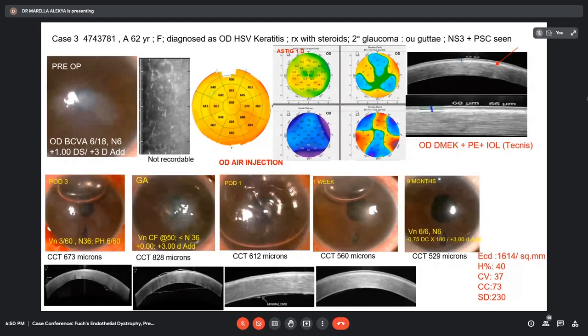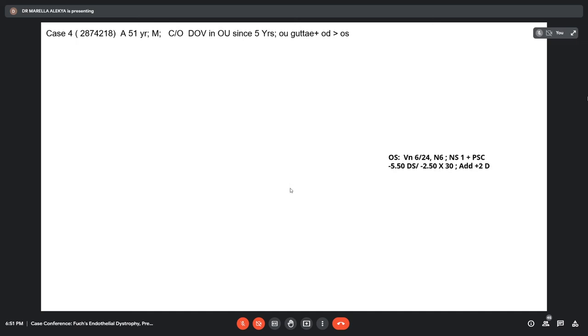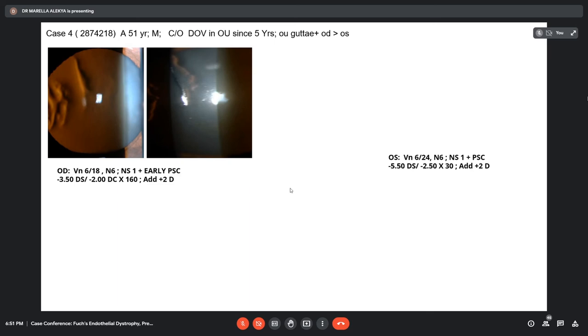Go ahead. A 51-year-old male came with complaint of diminution of vision in both eyes since 5 years. On examination, guttae are seen in both eyes, right greater than left. This is the right eye picture. Vision is 6/18 N6 with NS1 cataract with minus 2 diopter cylinder. Central corneal thickness is 571 microns. Specular count is not recordable.